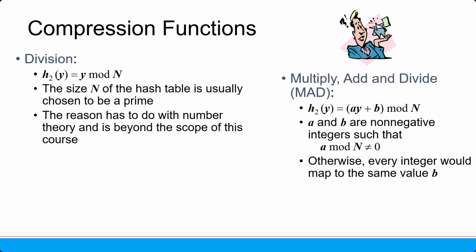And also when we deal with these hash codes, we can have the compression function. Before, we already learned about the compression function. One of the compression functions uses division, or using modulo: y mod N. Mod means modulo, or we call it remainder. The size N of the hash table is usually chosen to be a prime.